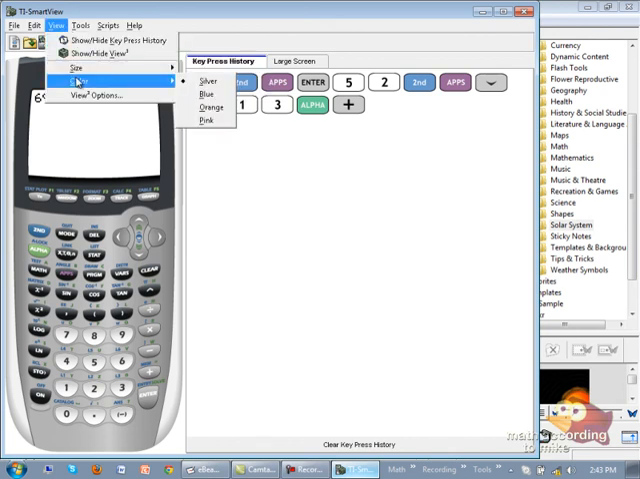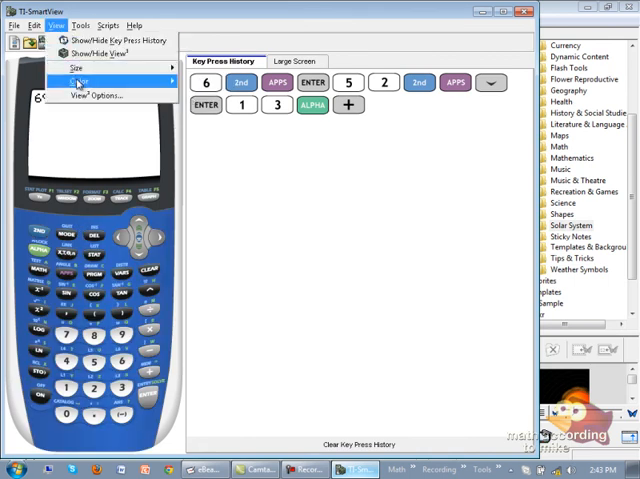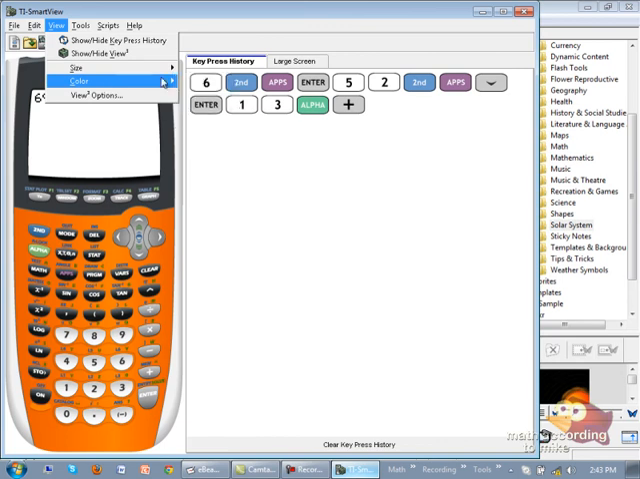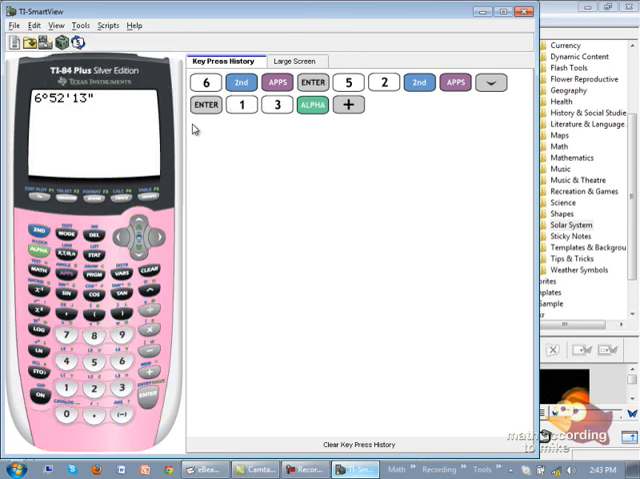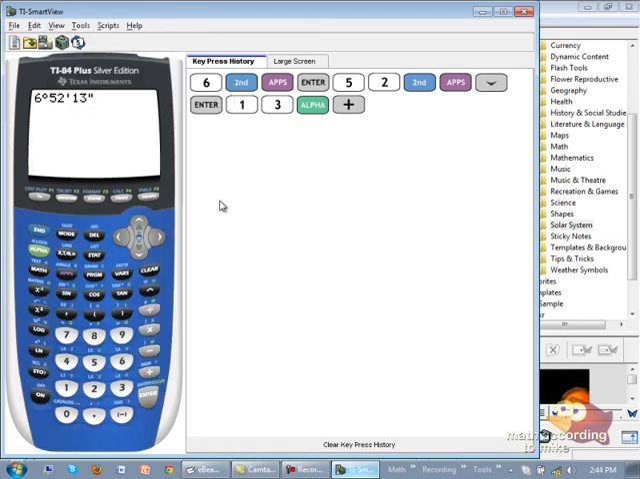Hold on, guys. I think I can change the calculator color. Ooh. Ah. We all know what's going to happen right now, right? Ew. I guess it's okay. Should I go blue? Which one did you like? Yeah, not really nice blue.